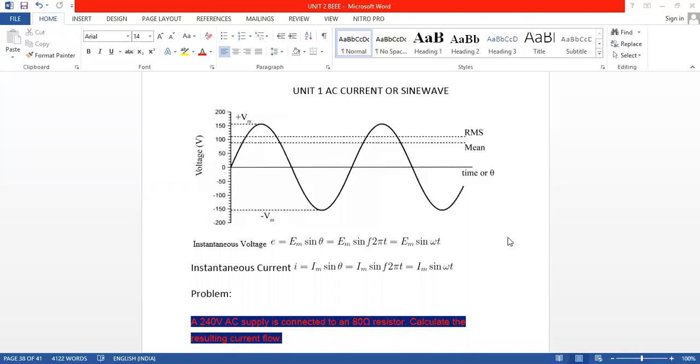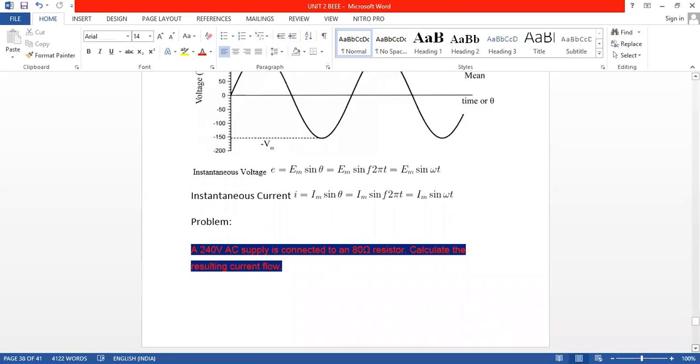Write the equation of that energy. What is the equation, all of you? Em sine omega t. So you have to remember the formula: V is equal to Vm sine omega t. Similarly, what about the current? Current formula, same condition, instantaneous current, Im sine omega t. Is it clear, all of you? So now when we do the problem, you will understand.